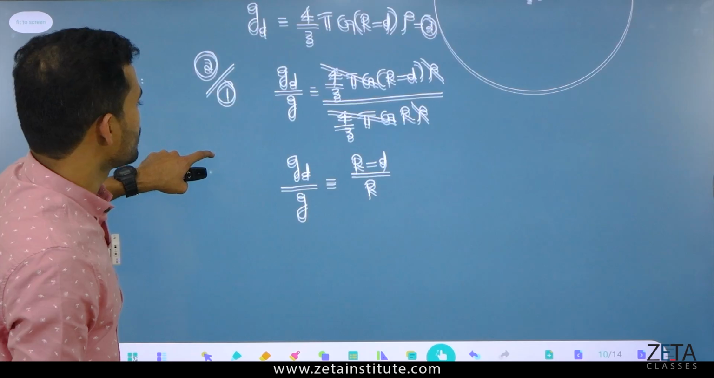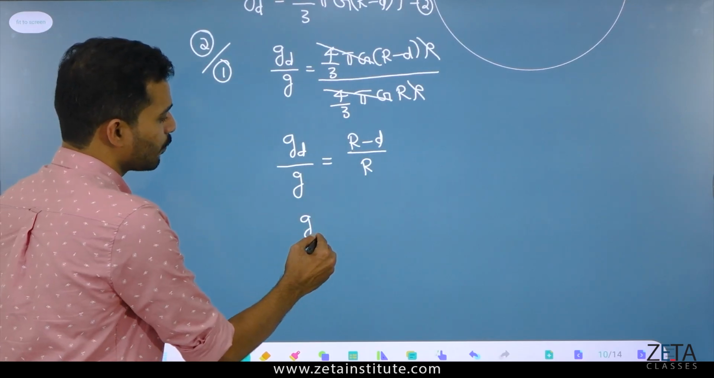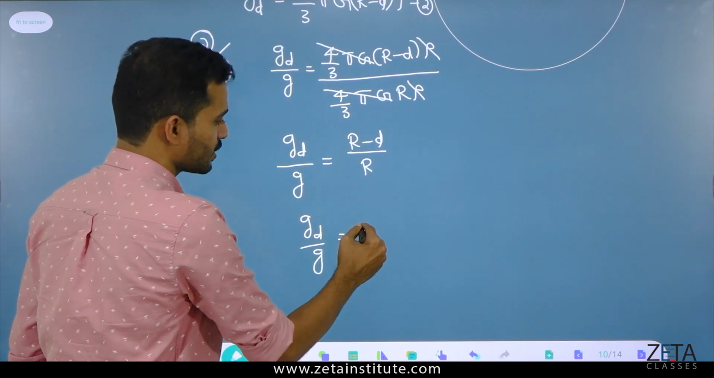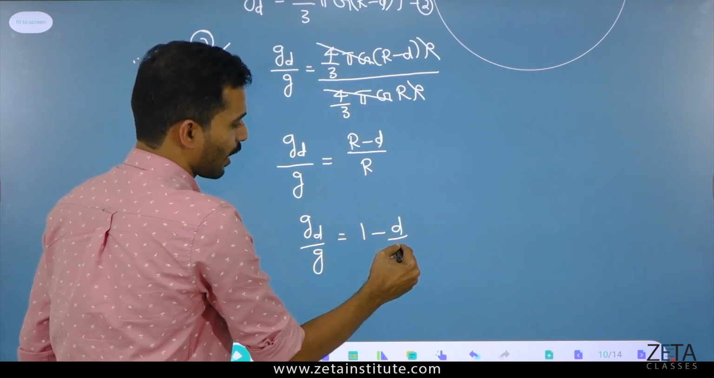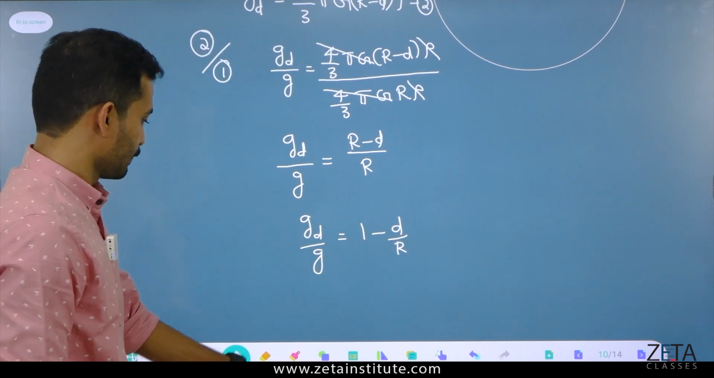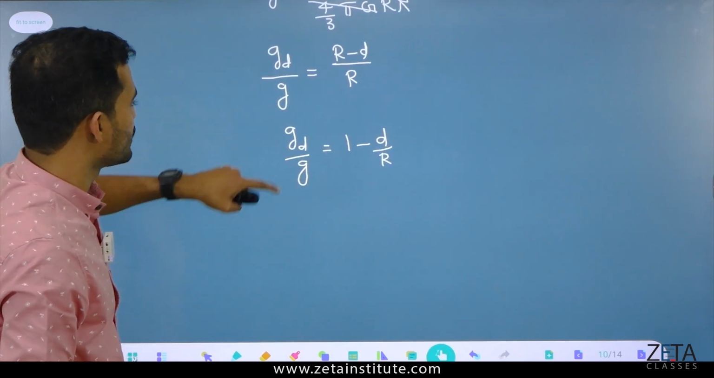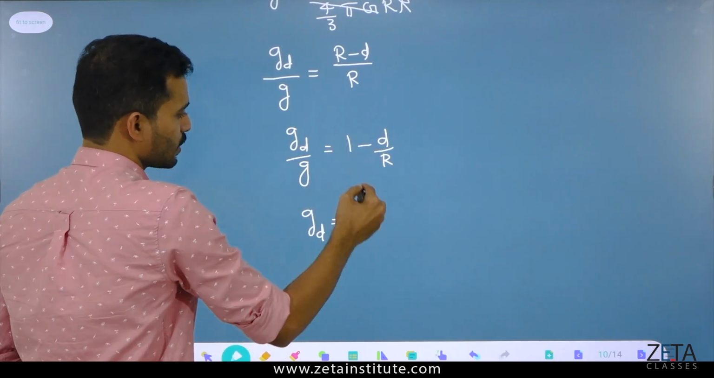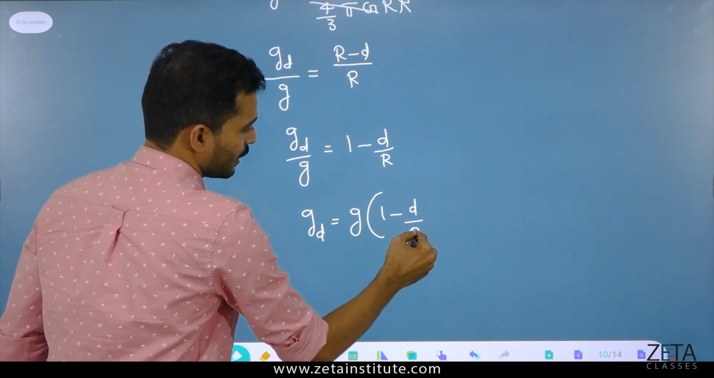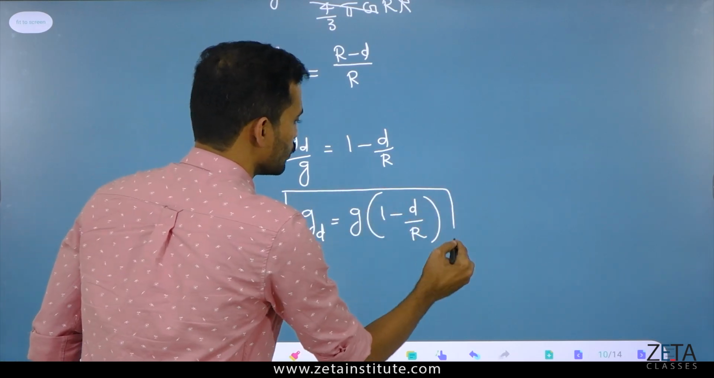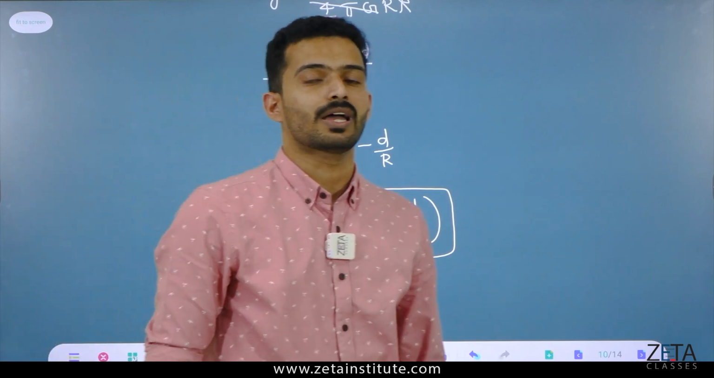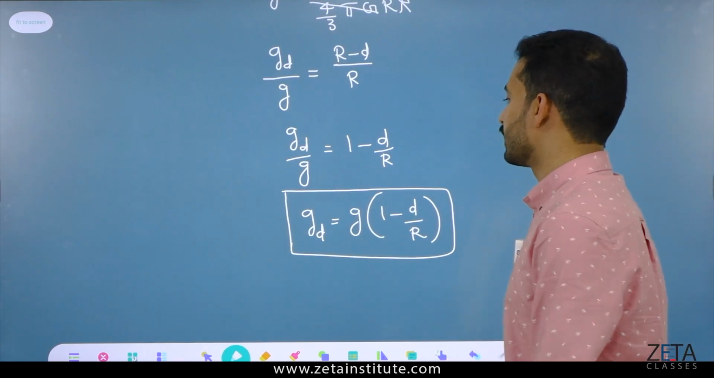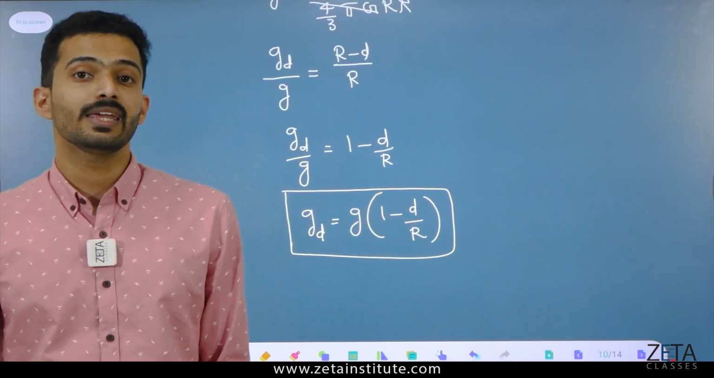Then this can be written as gd by g is equal to R minus d by R, which is R by R, 1, minus d by R, so that is 1 minus d by R. Then what is the value of gd? Gd is equal to g, this comes to this side, into 1 minus d by R. So the value of acceleration due to gravity at a depth d is given by gd is equal to g into 1 minus d by R.